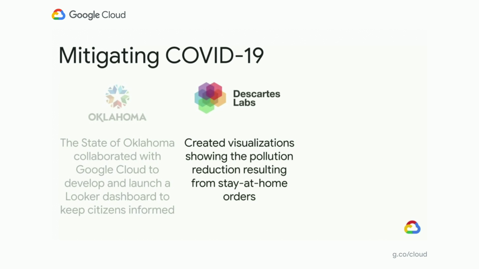The second of these is analyzing the second-order public health impacts of the pandemic. Descartes Labs has built and widely published an analysis that shows the reduction of pollution and other emissions within areas that have high number of COVID-19 cases and that are currently under stay-at-home or safer-at-home orders.